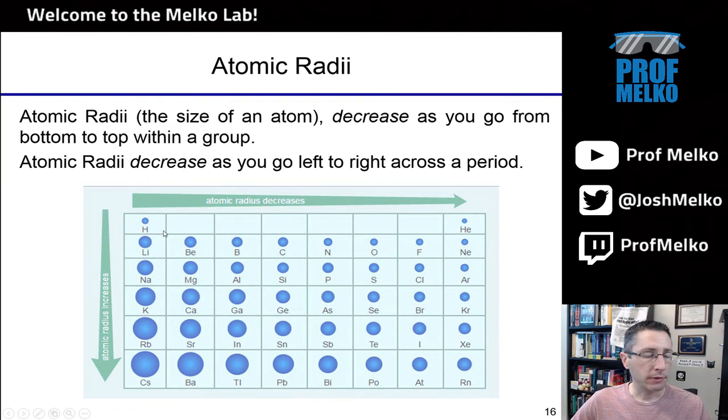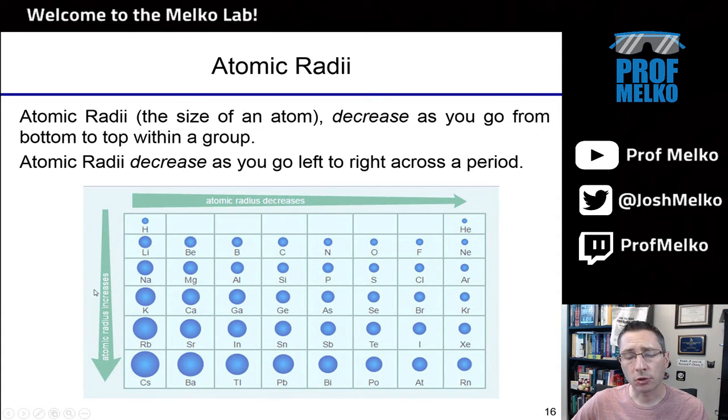One example of a property that follows a certain trend is atomic radius, and this is how large the atom is. Okay? The trend in the periodic table is that as you move left to right, they get smaller. As you move top to bottom, they get bigger. That's symbolized here. As I move from hydrogen to helium, the atom's getting smaller. As I move from hydrogen down to cesium, the atom is getting much, much larger.